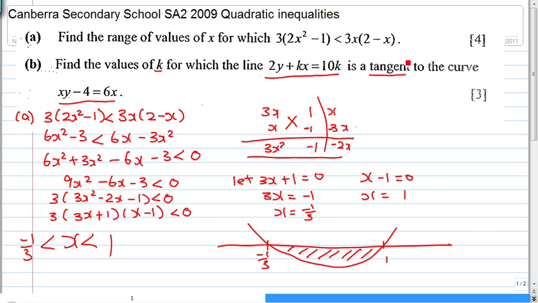Alright, so let me just write the equations involved. 2y plus kx equals 10k, and xy minus 4 equals 6x. Now we're supposed to solve for k, and the question told us that it's a tangent. So that means the line actually touches the curve at only one point.